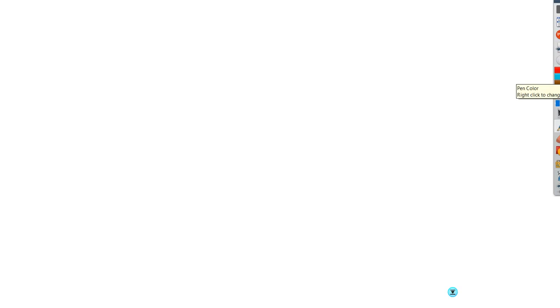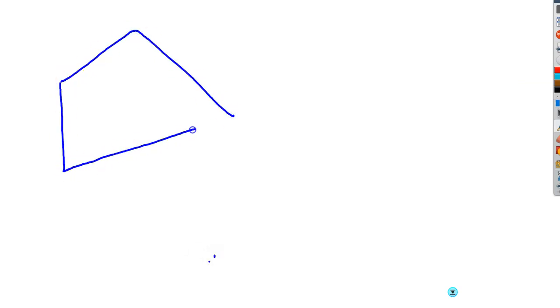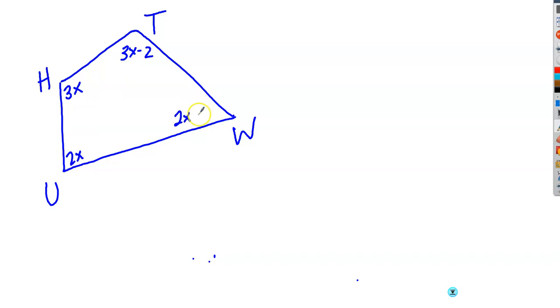And then last but not least, we dealt with polygons. So shapes that had more than 3 sides. So like, for example, if I gave you a quadrilateral, and I could label some stuff H, T, U, W, and I could give you like this is 3x, this is 3x minus 2, maybe 2x, and maybe 2x plus 6.